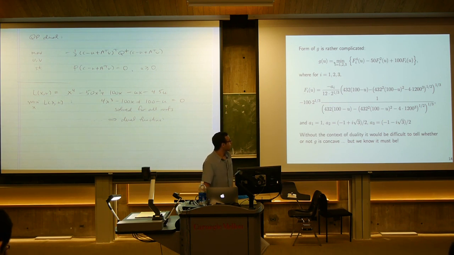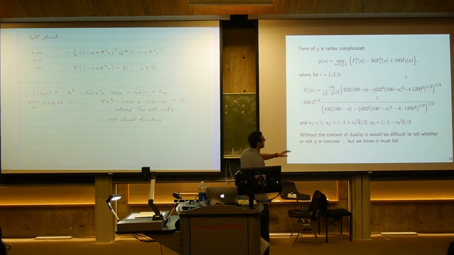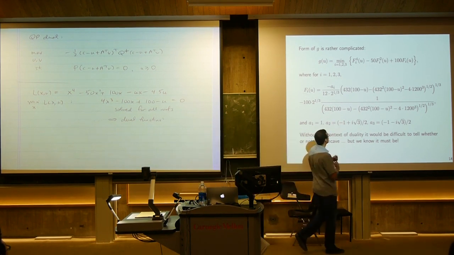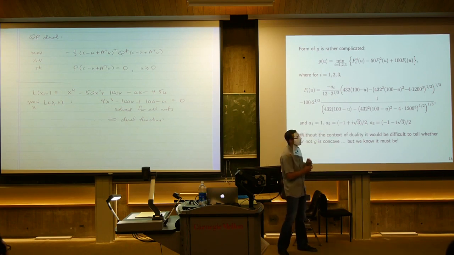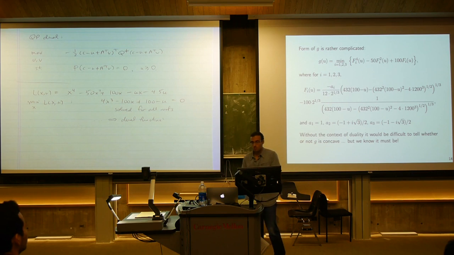G of u is the minimum over all three possible roots of the following: fi to the fourth of u minus 50 fi squared of u plus 100 fi of u, where these fi functions are quite complicated functions of u. They involve fractional exponents of quadratic functions of u. This one actually happens to have a negative fractional exponent as well. So this is what it is.